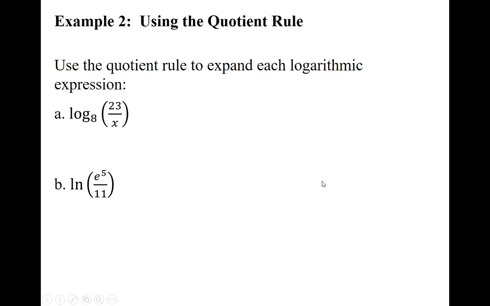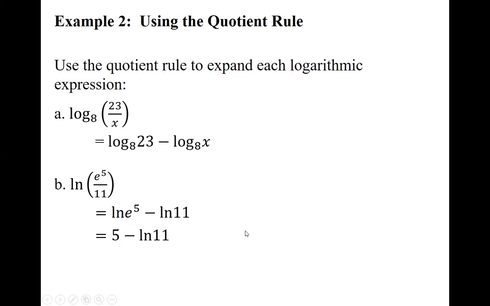So log base 8 of 23 over x would be the log base 8 of 23 minus the log base 8 of x. The natural log of e to the 5th over 11 would be the natural log of e to the 5th minus the natural log of 11. And then the natural log is log base e. So the log base e and the base e cancel each other out, leaving us with 5. 5 minus natural log of 11.